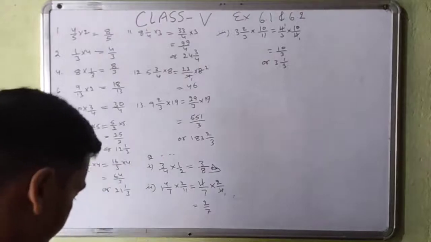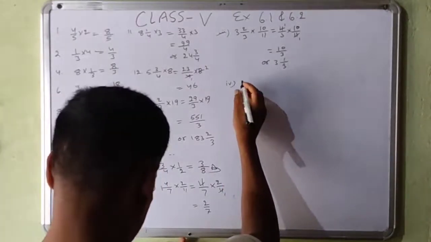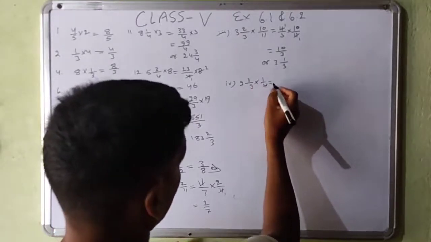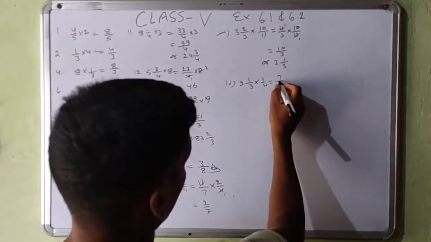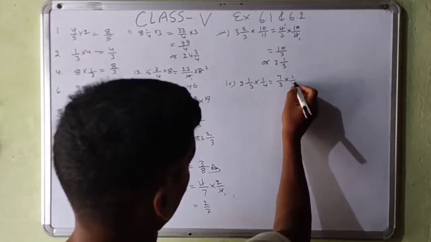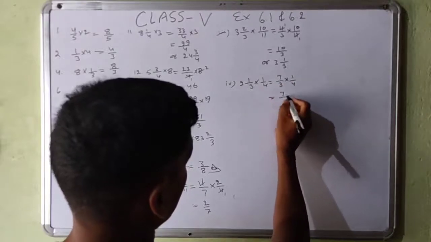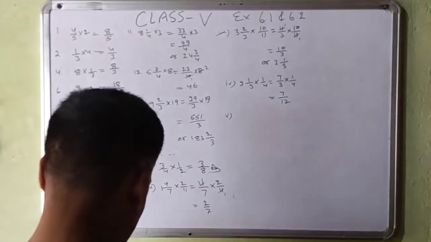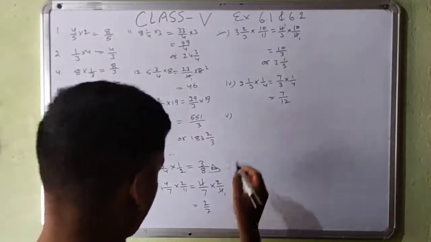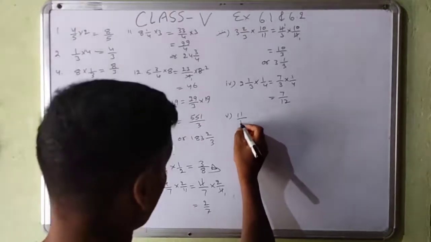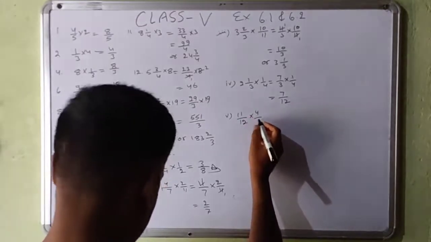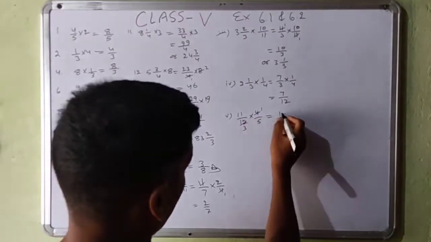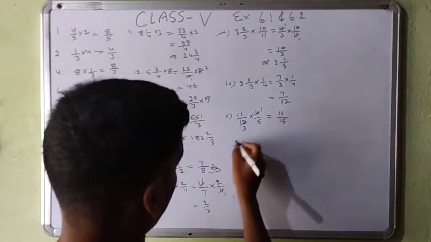Question part number 4, fourth part, 2 whole 1 upon 3 multiplied by 1 upon 4 is equal to 3 2s are 6, 1, 7 upon 3 multiplied by 1 upon 4. So 7 1s are 7, 3 4s are 12. This is the smallest form. Fifth part, 11 upon 12 multiplied by 4 upon 5. So 4 1s are 4, 3s. So that will be 11 1s are 11, 3 5s are 15.